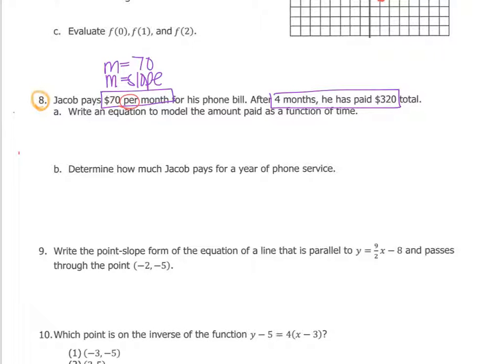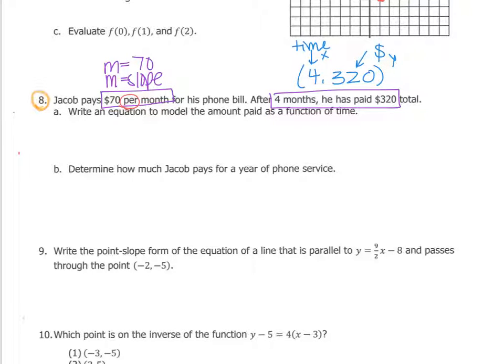When I see this per, or I see the word every or each, that means that it's slope. It's going up $70 every single month. Then the next one I boxed in was 4 months paid $320. So this is actually a coordinate, a point on the line, (4, 320), where 4 is representing time, 320 is representing money, or in other words, x and y.